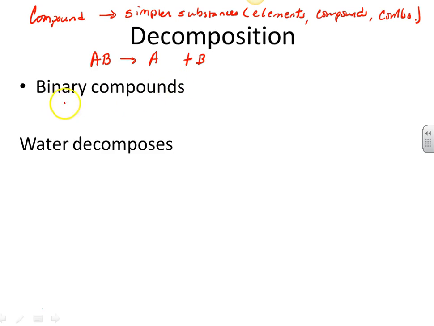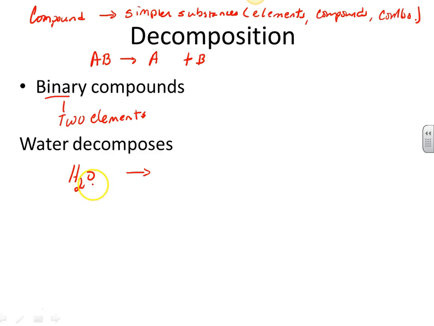So in our first type of reaction, we're going to look at binary compounds. Binary compounds are made of two elements, and when they decompose, that compound is going to break apart into its elements. So for instance, if A and B are elements, then compound AB breaks apart into the elements A and B. So as an example of that, we can have water decomposing, H2O decomposing.